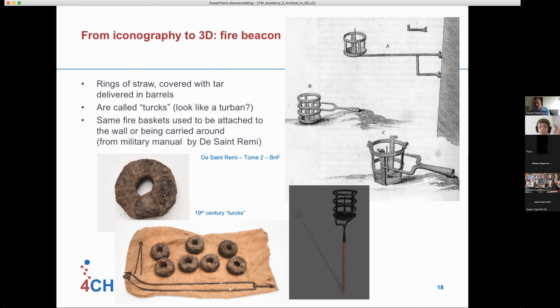And one of the things we have used extensively for this project is a military manual from the Saint-Rémy. I'll come back to that in a minute. You see these things depicted there, and you can attach them to the wall. You can have a portable version. You can have a version that you put upright. And so you can really use this at night, and also not only to make signals in your fire beacon, but also to give light during the night.